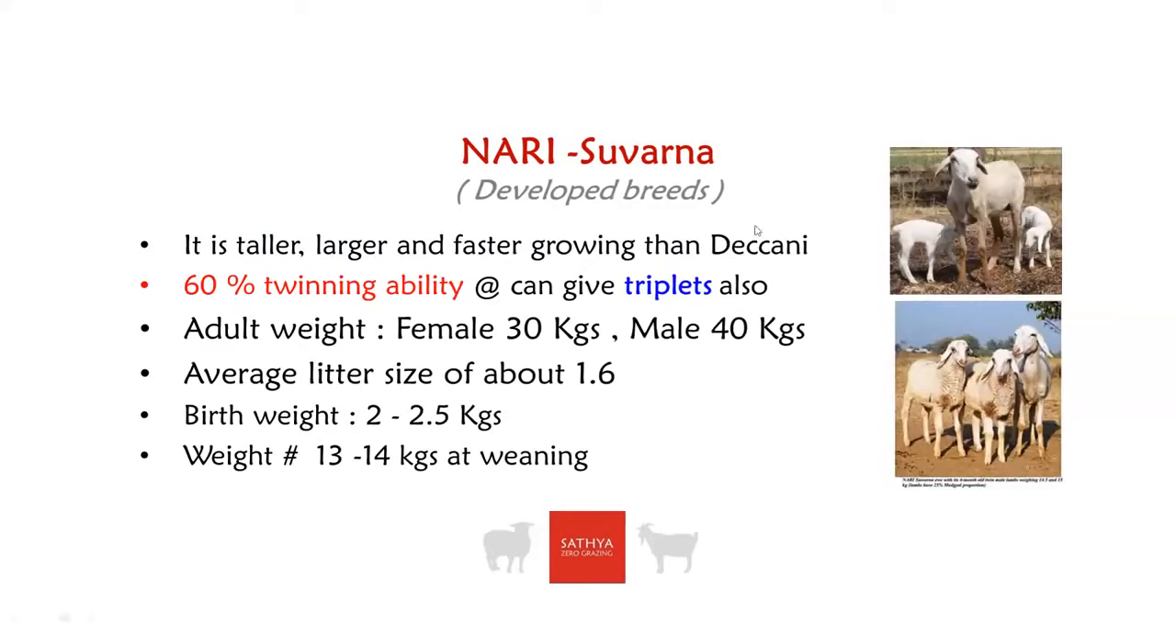It is taller and larger than the Deccani breed, and it is fast growing. As Nari Suvarna contains 50% Deccani, this developed breed performs better than Deccani. In 60% of the animals, we get twins and they may give triplets also. The maximum body weight of female is 30 kgs and of male is 40 kgs. Average litter size is about 1.6. Birth weight of lambs is 2 to 2.5 kgs, and the weight at weaning is 13 to 14 kgs.